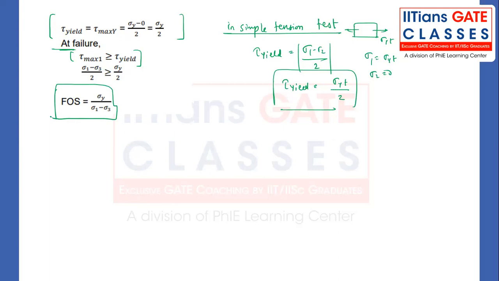But this discussion will be valid, as I told you, when sigma 1 is more than sigma 2 more than sigma 3. This particular discussion for tau maximum will be valid when sigma 1 is more than sigma 2 more than sigma 3.